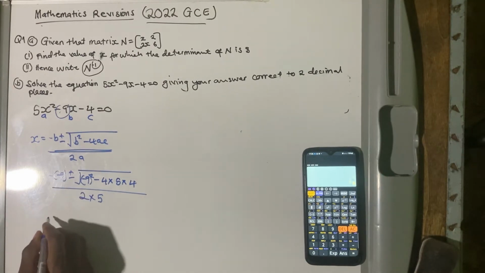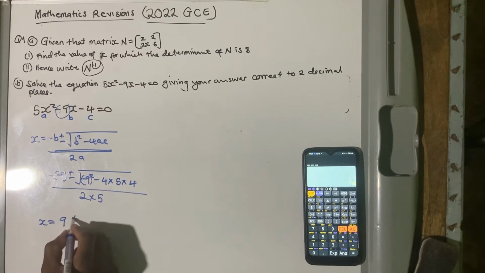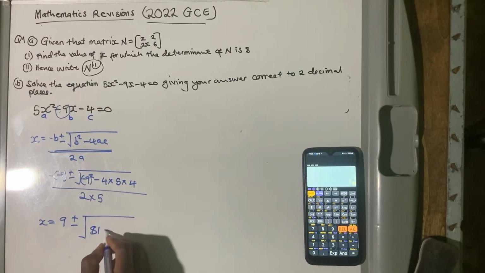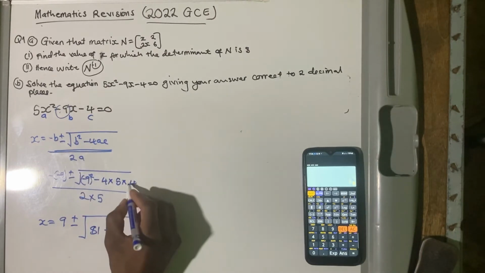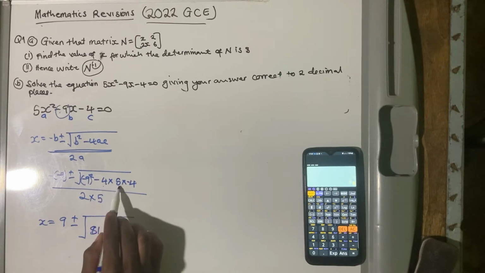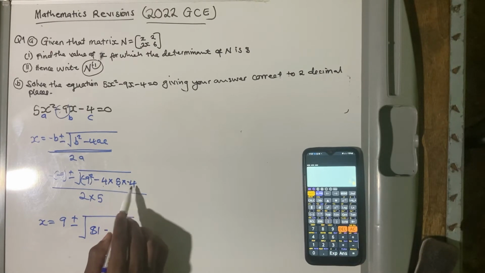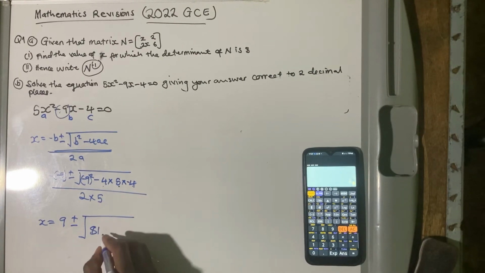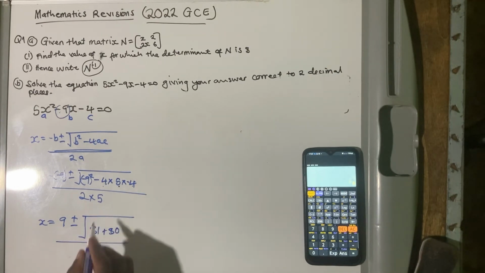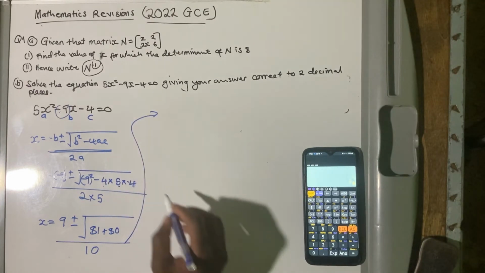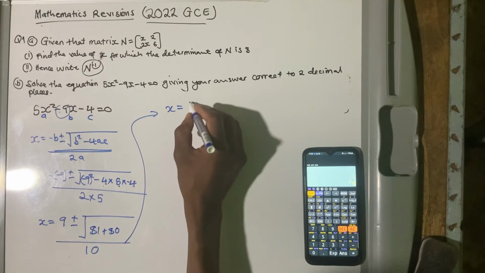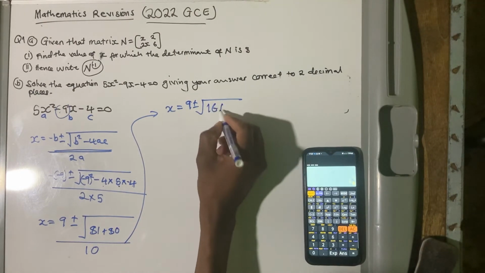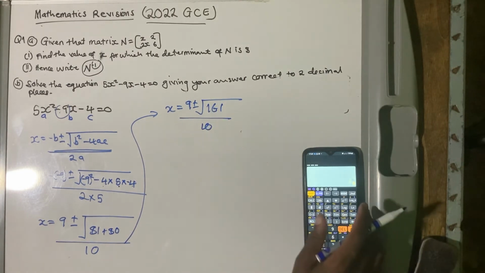Negative negative is positive, so x equals 9 plus or minus the square root of negative 9 squared, which gives 81, minus 4 times 5 times negative 4. Negative 4 times 5 gives negative 20, and negative 20 times negative 4 gives positive 80. So we have positive 80, over 2 times 5, which is 10. Continuing, x equals 9 plus or minus the square root of 81 plus 80, which is 161, over 10.